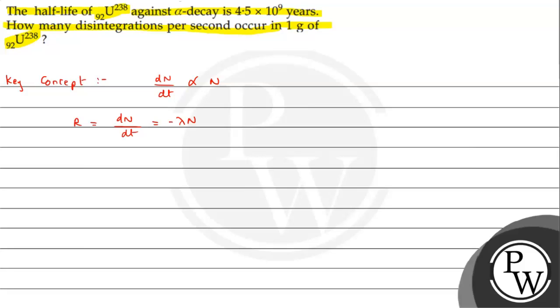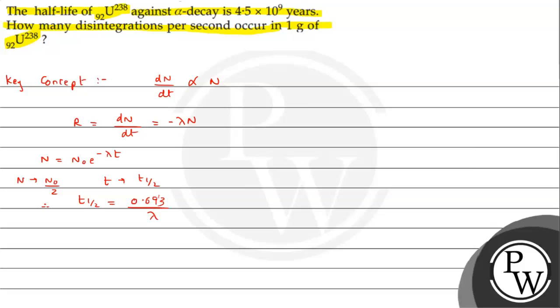If we rearrange this in differential form, we have the relation N = N₀ e^(-λt). Here N is the number of active nuclei present after time t, or the number of nuclei undecayed after time t, and N₀ is the initial number of active nuclei. Now from here we have the half-life: when N becomes N₀/2, that is half of the initial value, t becomes t half, the half-life time. From this we have the expression t half = 0.693/λ.